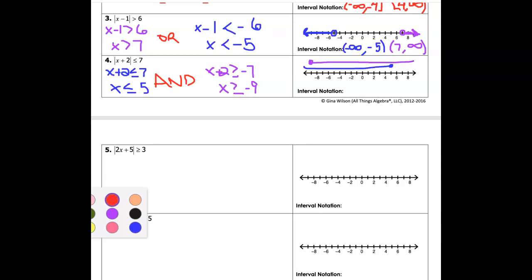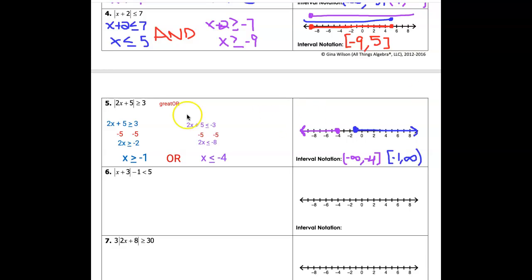And so our solution is only what's in between. So starting at negative 9, fill it in. Goes all the way to 5. And the solution is everything in between. So for my interval notation, negative 9 is my smallest number, it's included. 5 is my largest, it's also included. Try out number 5, see how you do.